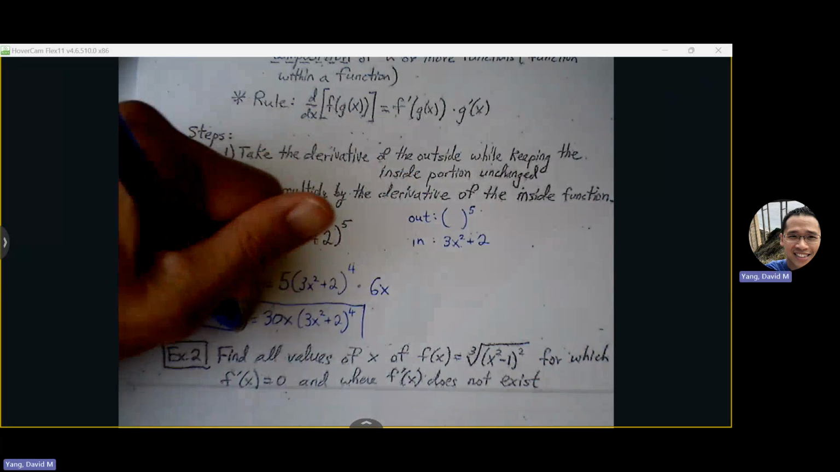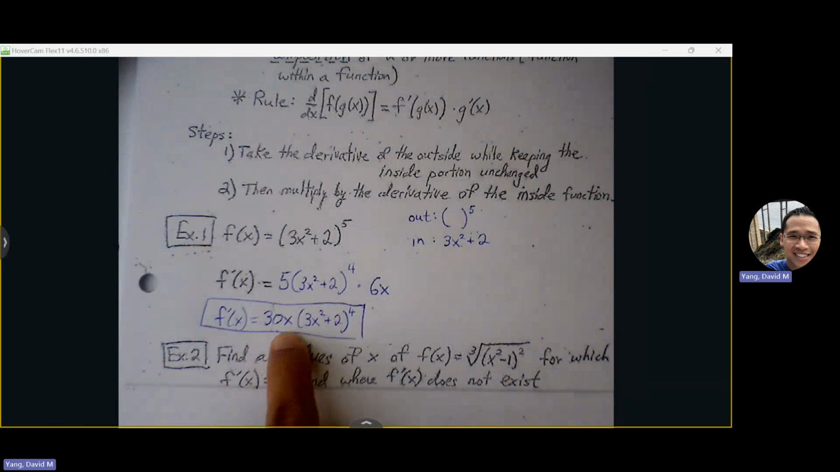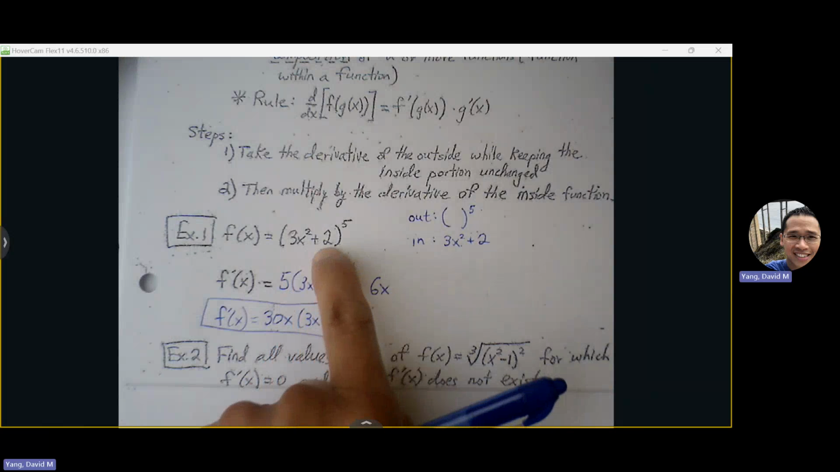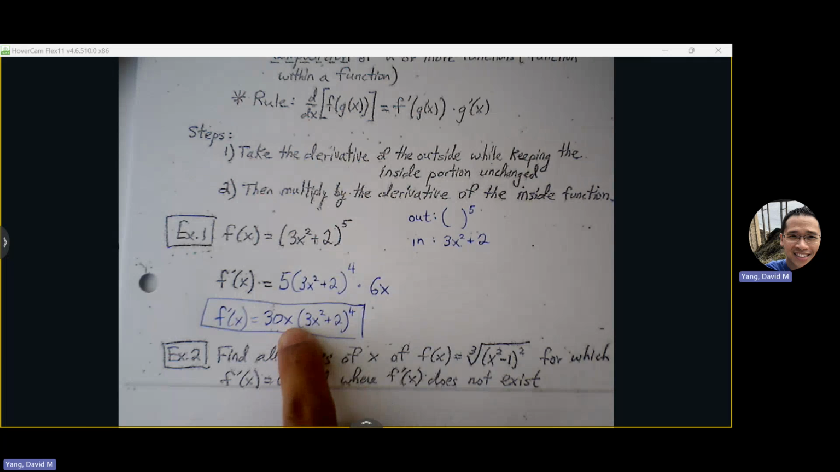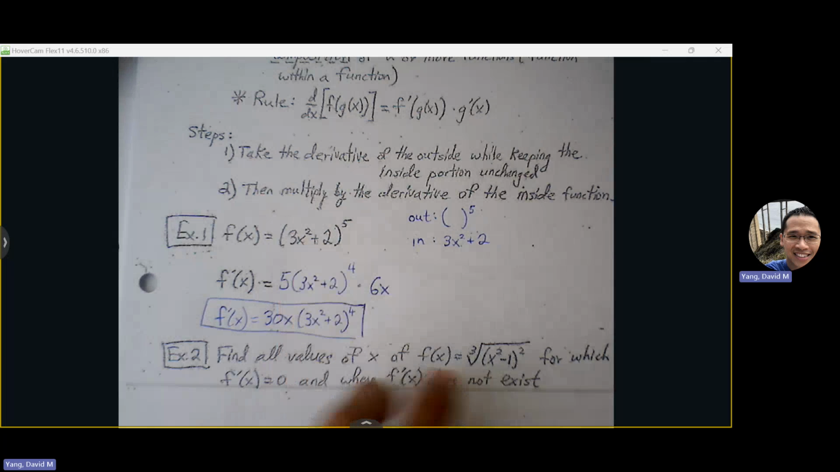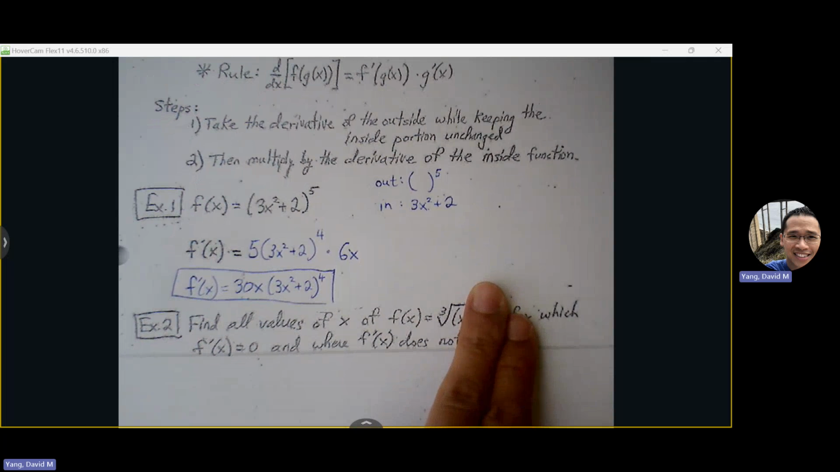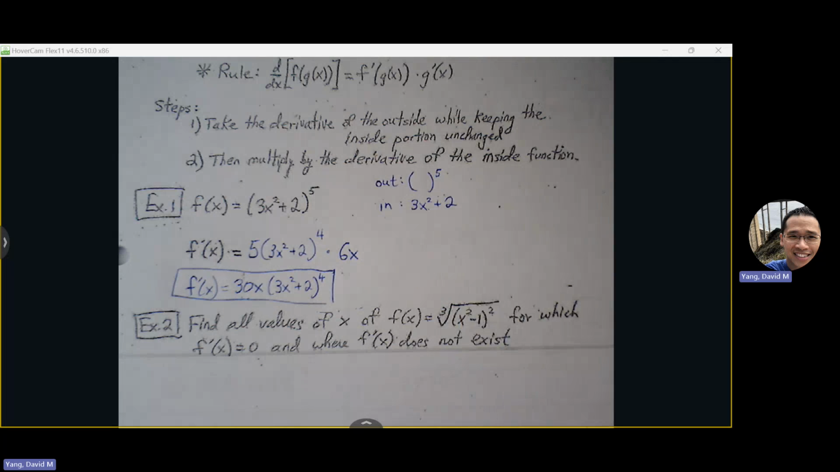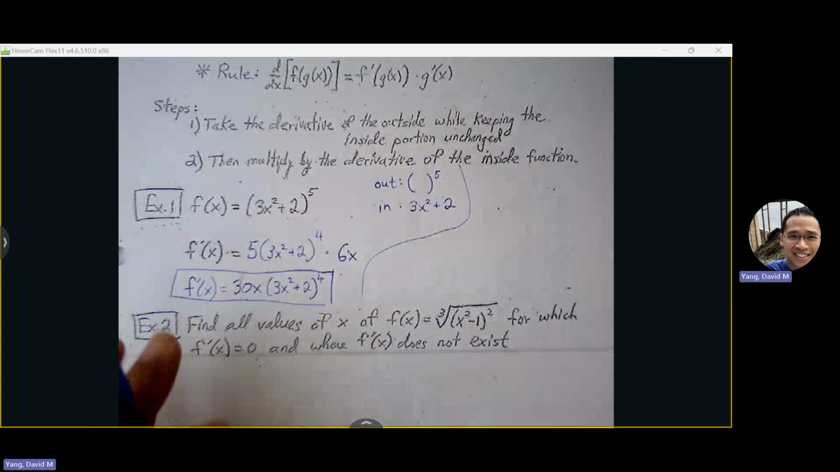This is my derivative. A lot more efficient than having to FOIL all this out, find the derivative, and factor everything back to this form, right? We can save a lot of time going through chain rule, especially if we can identify an outside inside portion. Any questions with that?